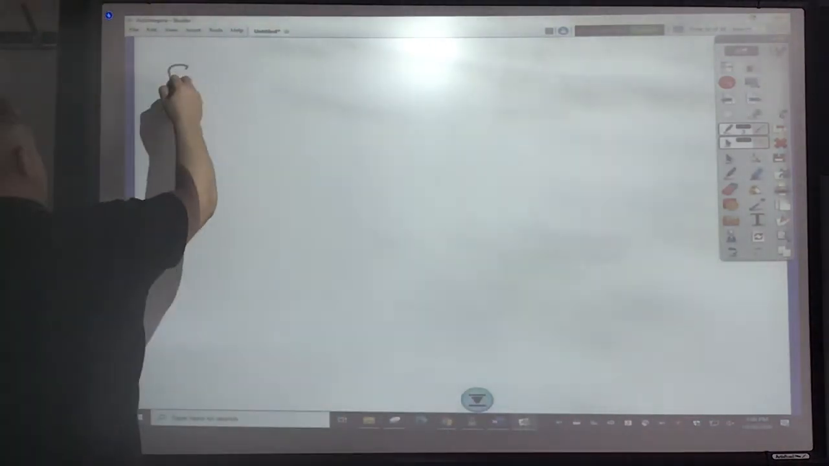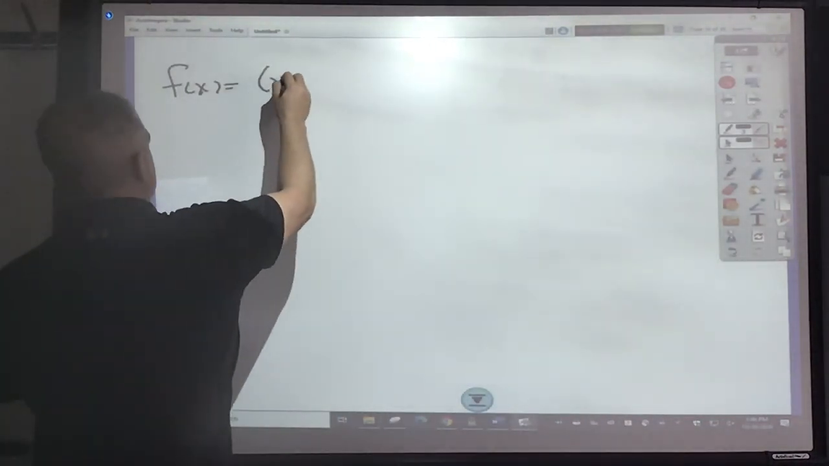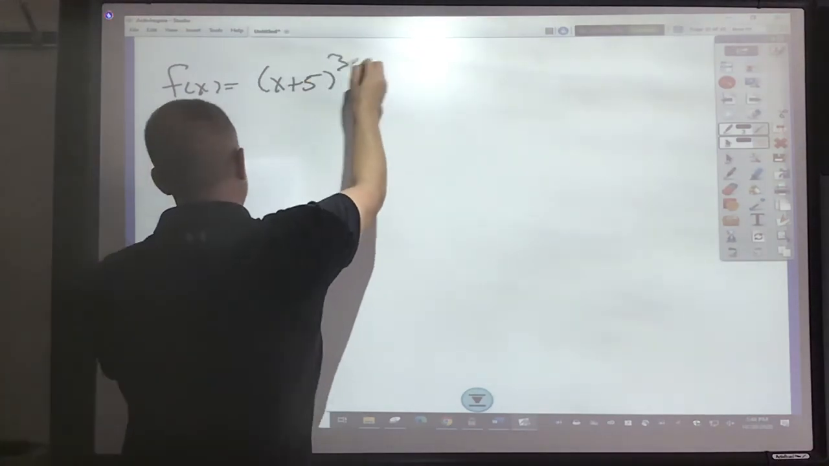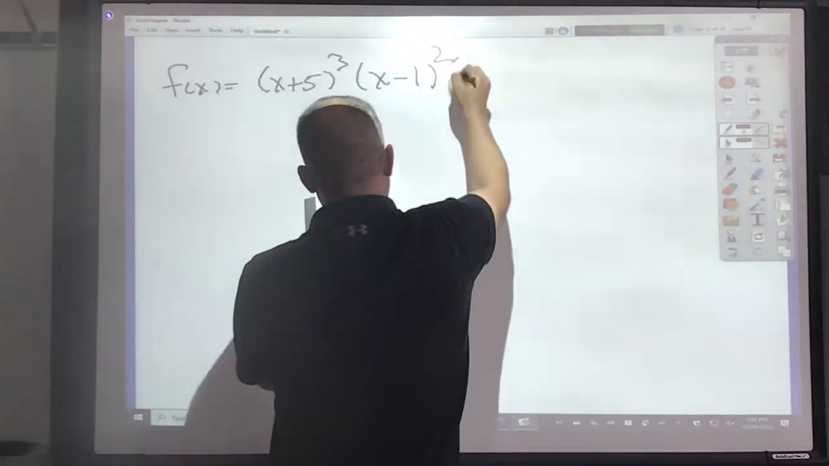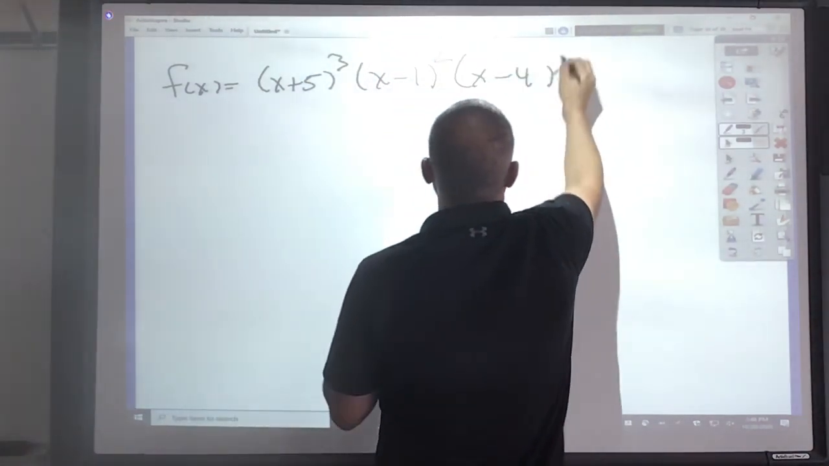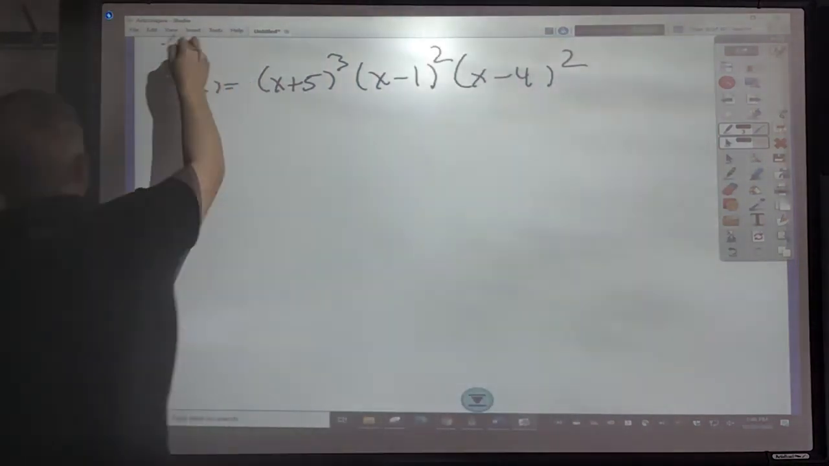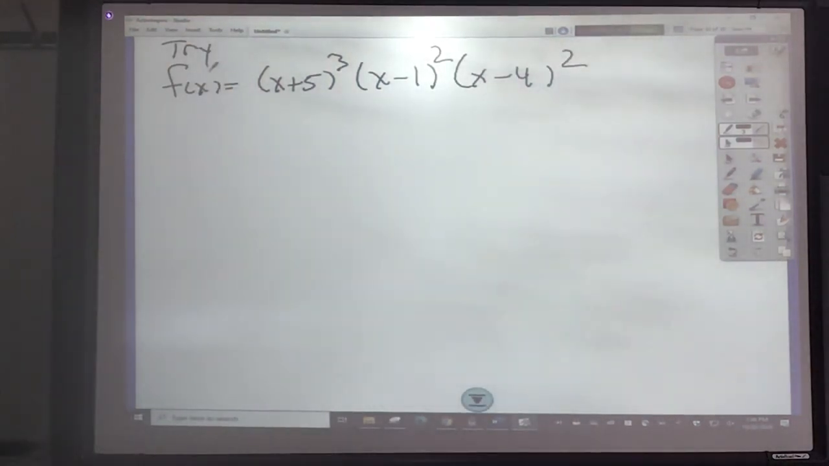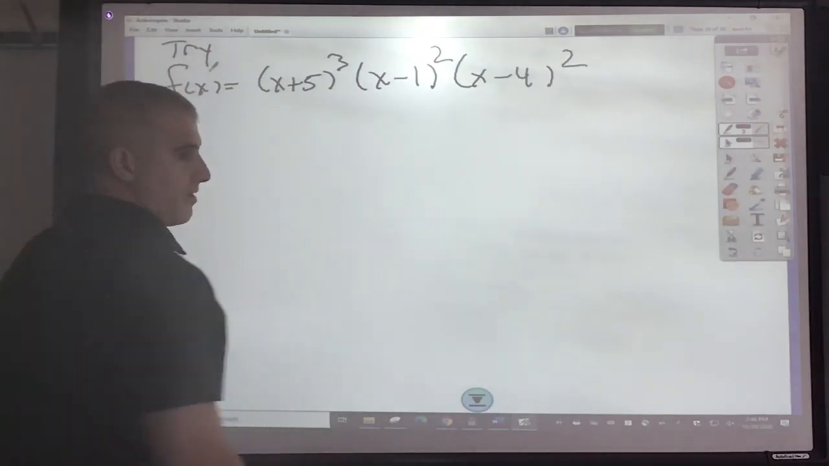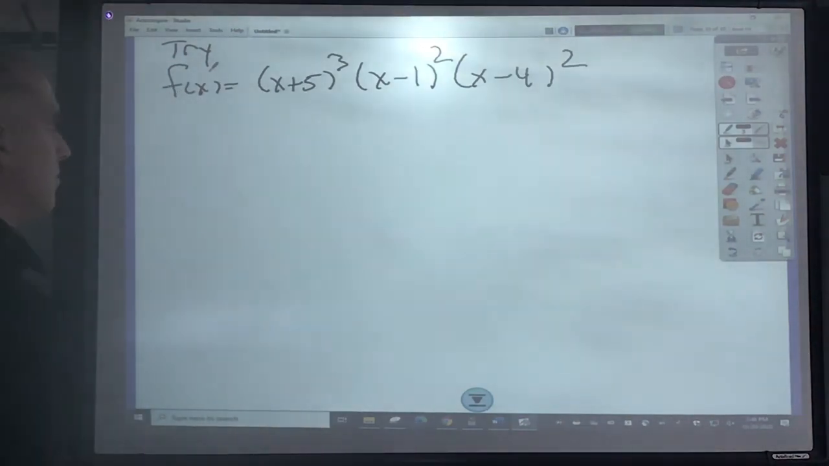Let's say the function is x plus 5 cubed, x minus 1 squared, x minus 4 squared. So we'll have you guys try this one. Go ahead and pause your video, and then you can work on this.